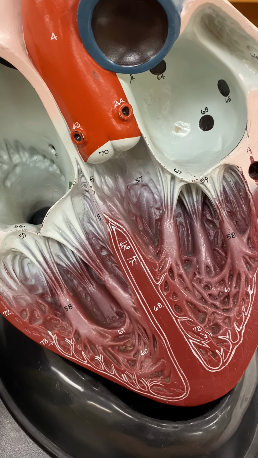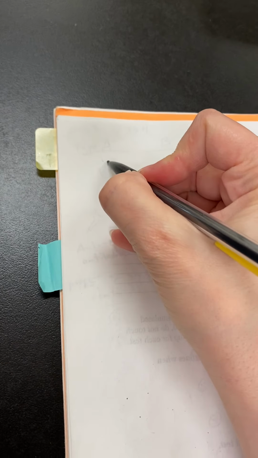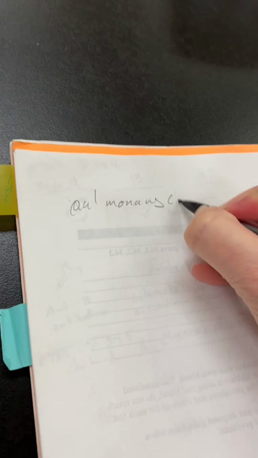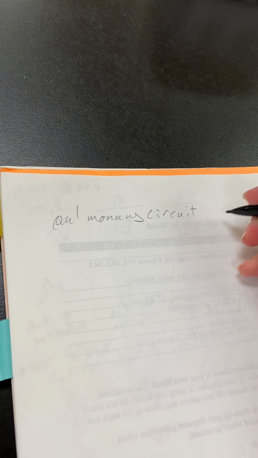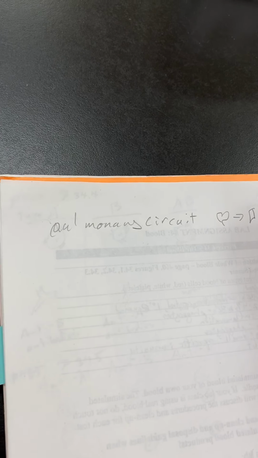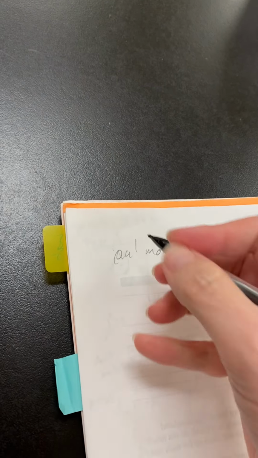Okay, now we need the terms pulmonary circuit and systemic circuit. Okay, so the pulmonary circuit is blood goes from the heart to the lungs and back to the heart. I know it doesn't look like a heart and they hardly look like lungs, but go with me here. So that's the pulmonary circuit.